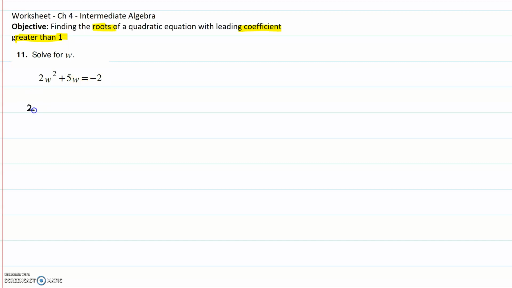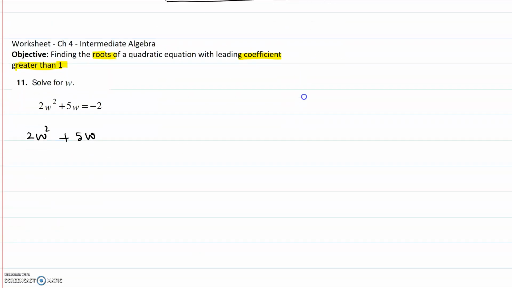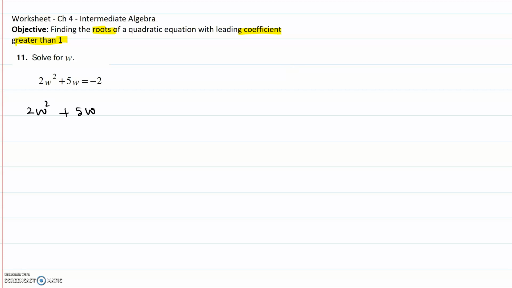Solve for w. 2w squared plus 5w equals negative 2. It's always a good idea to move everything to one side and keep the right hand side as 0. So if you move the negative 2 to the left hand side, it will become positive 2 and the right hand side would become 0. Now we are going to factor this: 2w squared plus 5w plus 2.